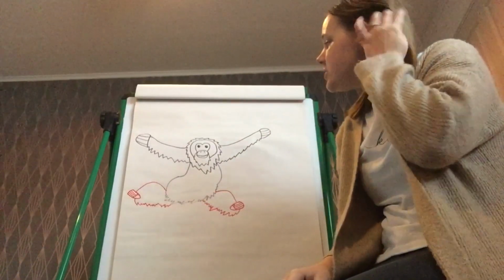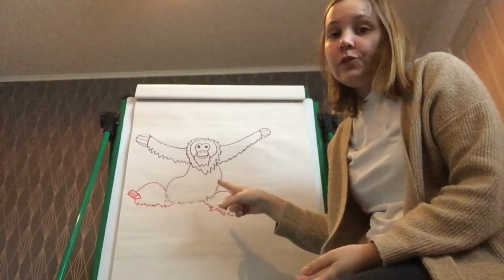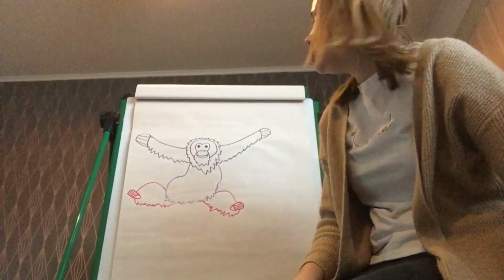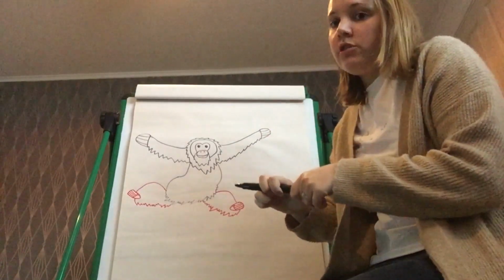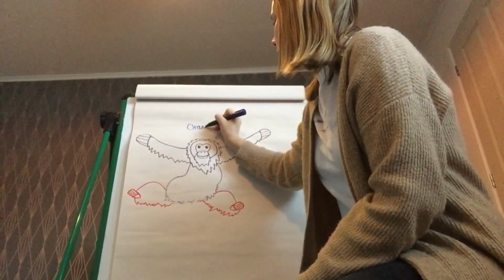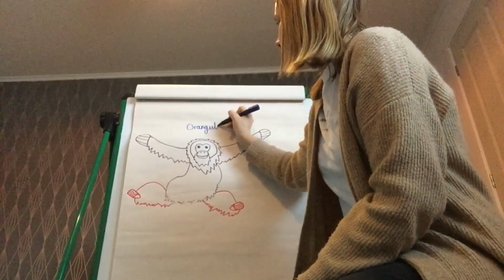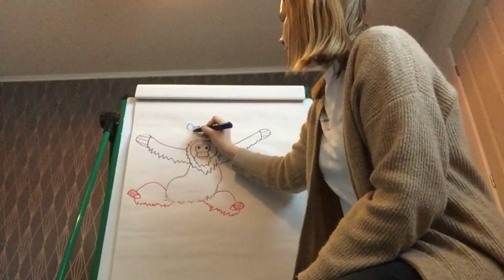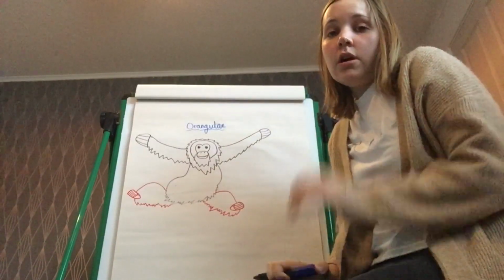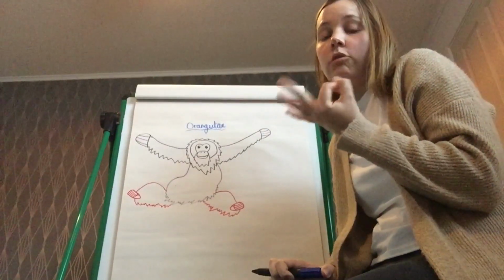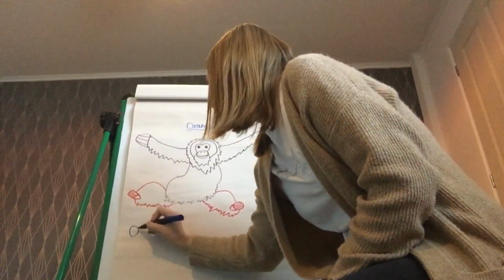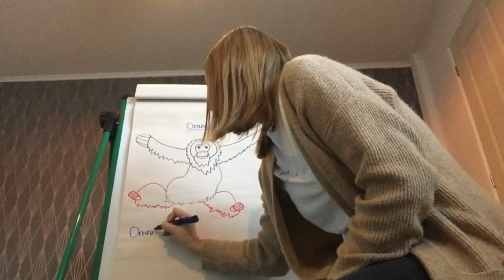Okay, so here's one I made earlier. The animal I've chosen to do from that list is an orangutan. So once you have done your sketch, you need to label it with which animal you've chosen. So I've chosen an orangutan. We then need to say, is our animal a carnivore, a herbivore, or an omnivore? So an orangutan is an omnivore. So I'm just going to write that underneath.